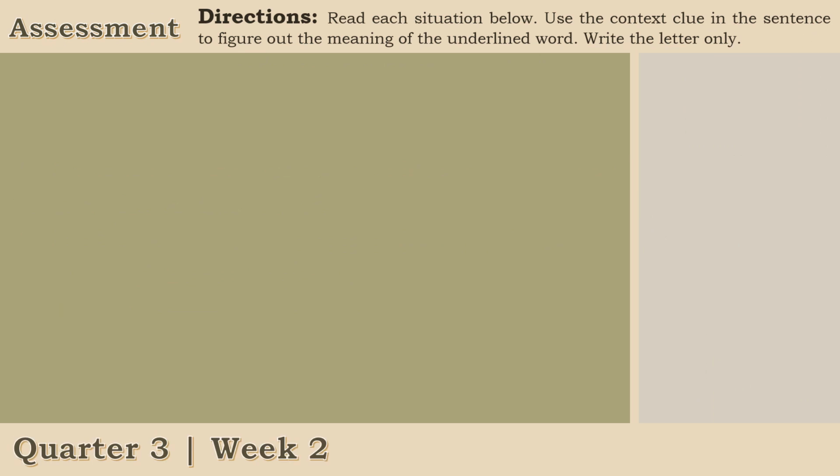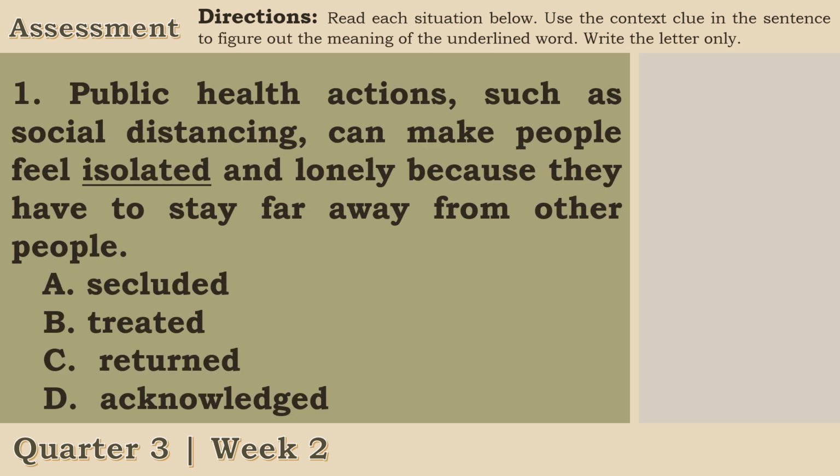And for your assessment, please prepare a piece of paper. Then the direction will be: read each situation below, use the context clue in the sentence to figure out the meaning of the underlined word. Write the letter only. Number 1. Public health actions such as social distancing can make people feel isolated, only because they have to stay far away from other people. What do you mean by the underlined word isolated? A. Secluded. B. Treated. C. Returned. D. Acknowledged.